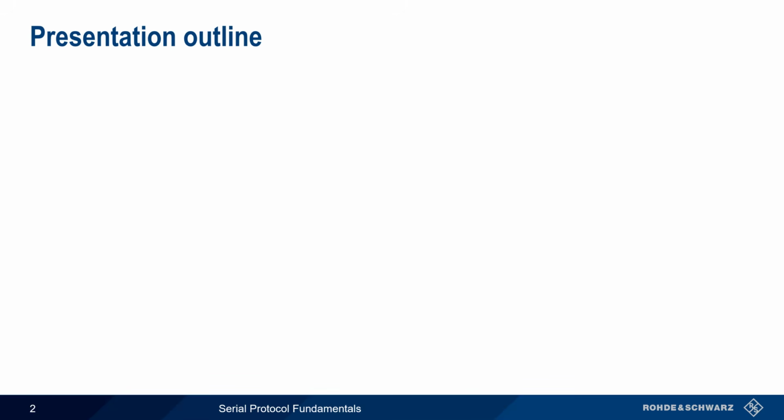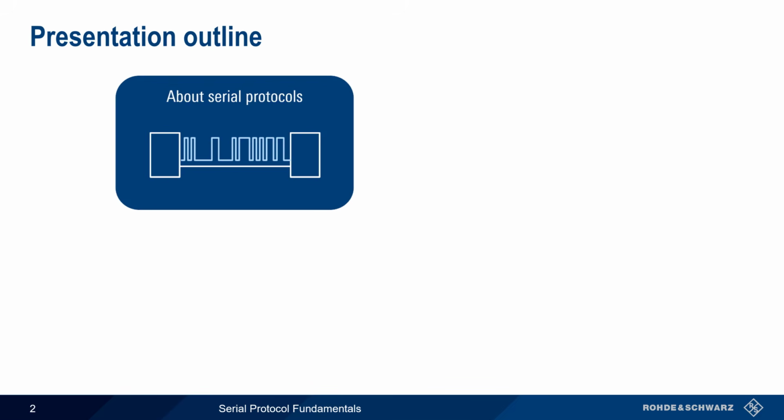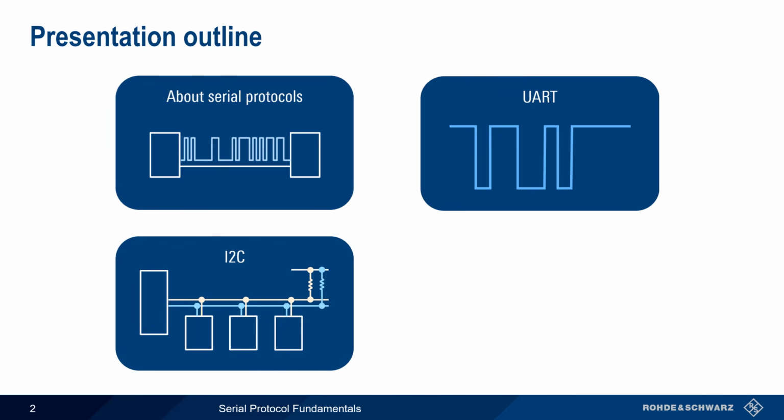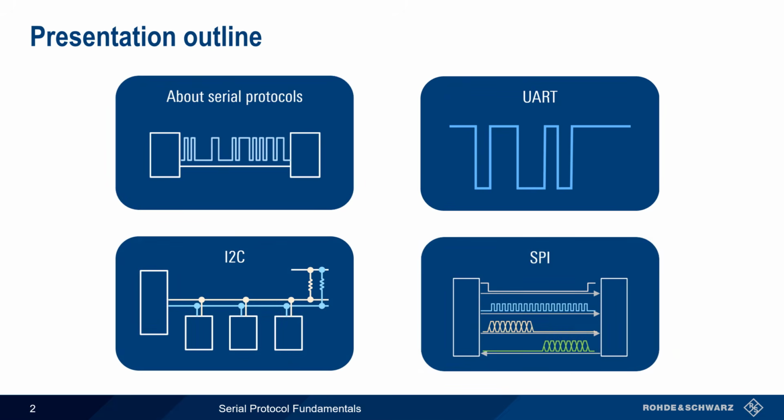This presentation is divided into 4 sections. The first is a general overview of serial protocols and their important characteristics. We'll then cover the 3 most common low-speed serial protocols, namely UART, I2C, and SPI.